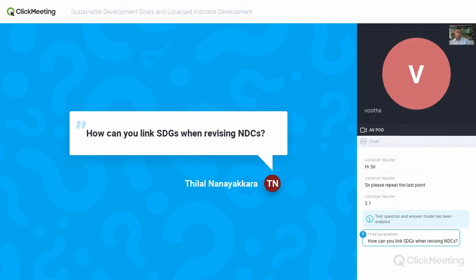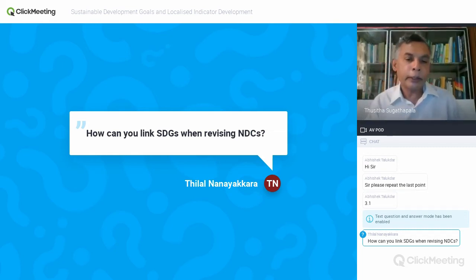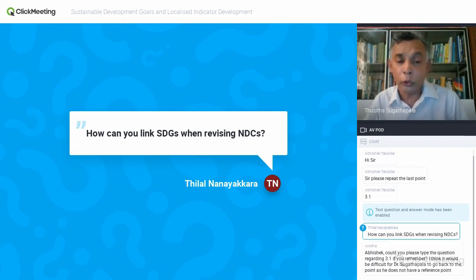What kind of indicators in revising NDCs? Now the question is, how can you link SDGs when revising NDCs? When you look at the NDCs at present, we had certain sectors, for example in mitigation: energy, then five other sectors, basically forestry, waste, transport, industry and so on. Some of the NDCs are directly taken from the national approved documents, where it's also reflected in the SDGs. So harmonizing those is a bit easy.